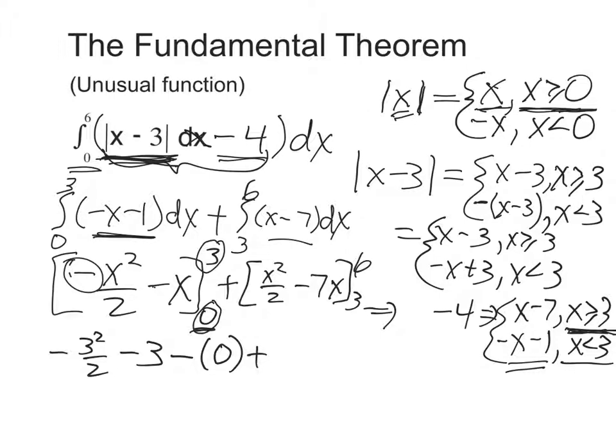So then plus 6 squared over 2 minus 7 times 6 would be F of 6 for the second part. Then minus the quantity. Be very careful with your subtractions. 3 squared over 2 minus 7 times 3. And doing all the calculations here.